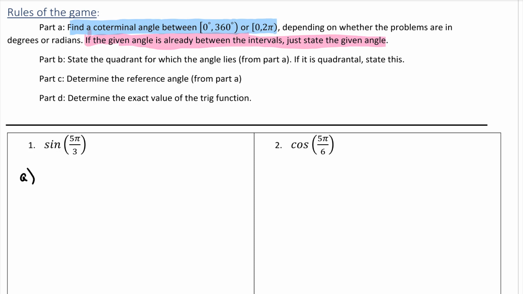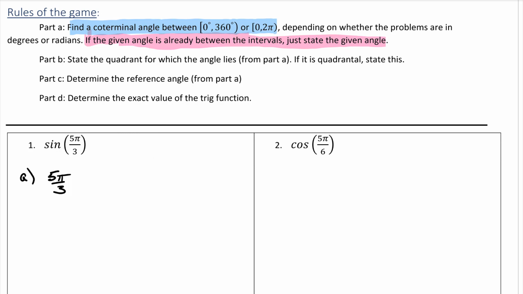Part A. We want to know, is 5 pi over 3 already in between 2 pi and 0? Is that true? Yes, it is. So we're just going to state 5 pi over 3. Because if it was 111 pi over 3 or something, you'd say, let's get that smaller. So there's step 1. We looked and it's already in between 0 and 2 pi, so we just write it down.